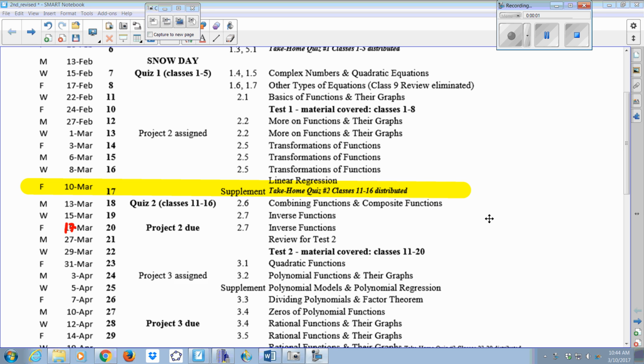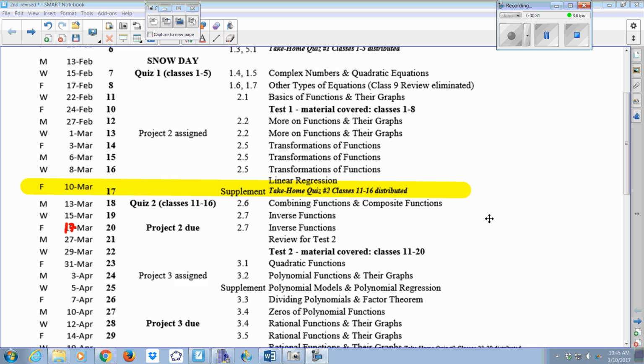10th. It's our 17th class, and we are starting a topic called linear regression today with a quick review of equations of lines. And this is a supplemental section, so you won't find linear regression in your textbook, but we are still covering sections 2, 3, and 4, so your homework from your textbook will be focused on slope in equations of lines. The take-home test is being distributed today.